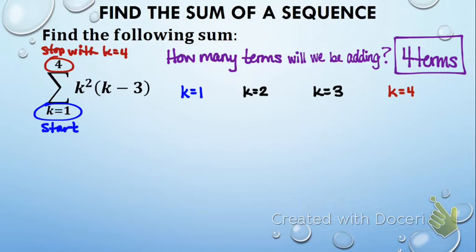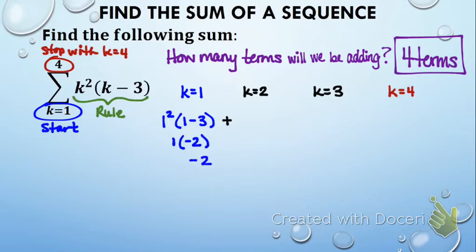All right, so what is our rule that we're using? Yes. k squared times k minus 3. This is our rule for the sequence. This first one, we're going to put 1 in the place of k. So I'm going to have 1 squared times 1 minus 3. So this first term is what? -2. We're going to add that.